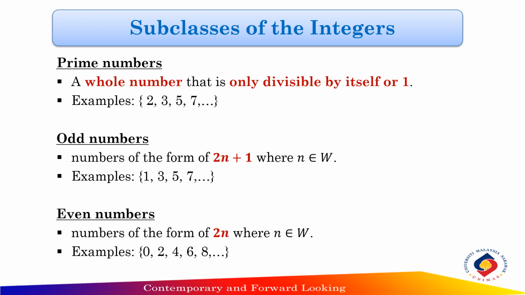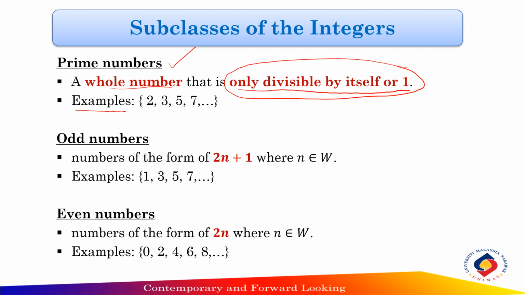Next, subclasses of the integers. So we have prime numbers, which is a whole number that is only divisible by itself or 1. Okay, so only divisible by itself or 1. For example, 2, 3, 5, 7, and so on.